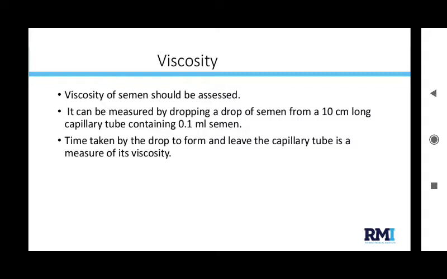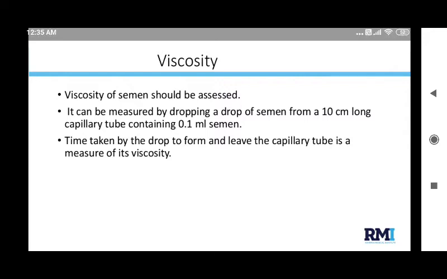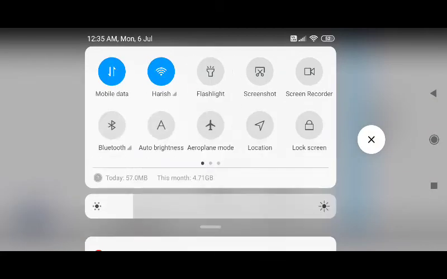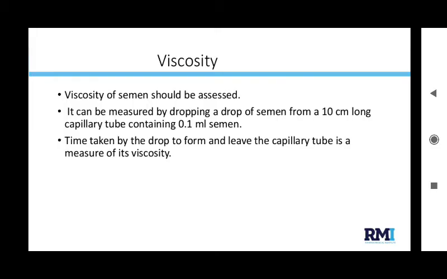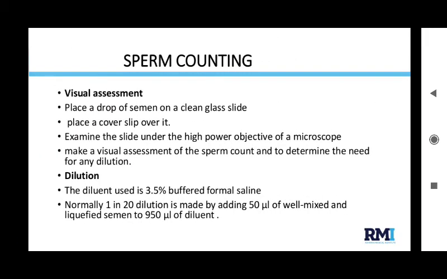Now, viscosity of semen should be assessed. It can be measured by dropping a drop of semen from a 10 centimeter long capillary tube containing 0.1 ml semen. Time taken by the drop to form and leave the capillary tube is a measure of its viscosity. Quite understandable.